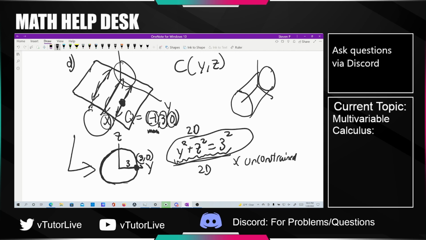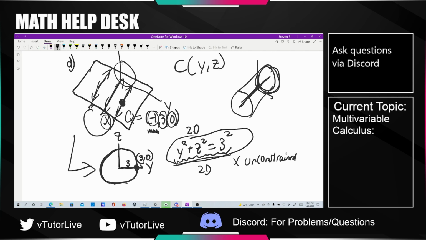Oh, I see. So you're saying the x-axis is sort of like the spike sticking through the middle of the cylinder. Yes. That's a good way to qualitatively describe it. If you think of the cylinder as a massive log, the x-axis is basically just the very center of that log. But yeah, that covers question D.